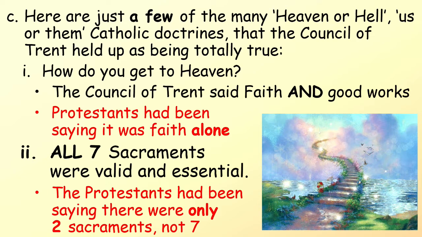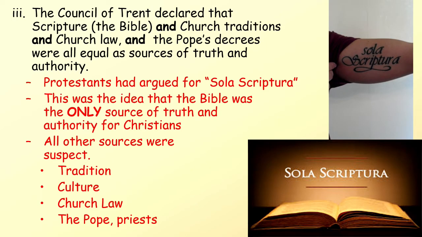Another example, all 7 sacraments were valid and essential. And we learned what sacraments were and what the 7 sacraments were last semester. The Protestants had been saying that there were only 2 sacraments, not 7, but the Catholic Church stuck to their guns and said, no, it is 7. Another example, the Council of Trent declared that Scripture, that is, the Bible, and church traditions, and church law, and the Pope's decrees were all equal as sources of truth and authority.